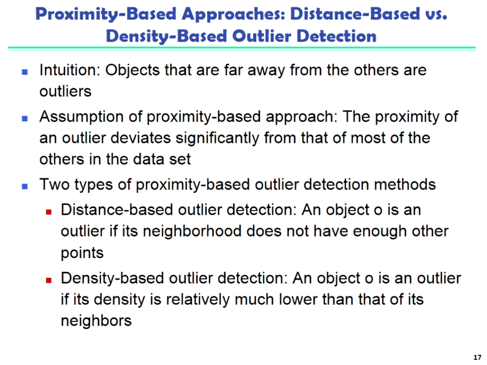Okay, in proximity-based approaches, we also discussed the two types of proximity-based outlier detection methods: the distance-based outlier detection and the density-based outlier detection. And we said that in distance-based outlier detection, an object O is an outlier if its neighborhood does not have enough other points. And in density-based outlier detection, an object O is an outlier if its density is relatively much lower than that of its neighbors.